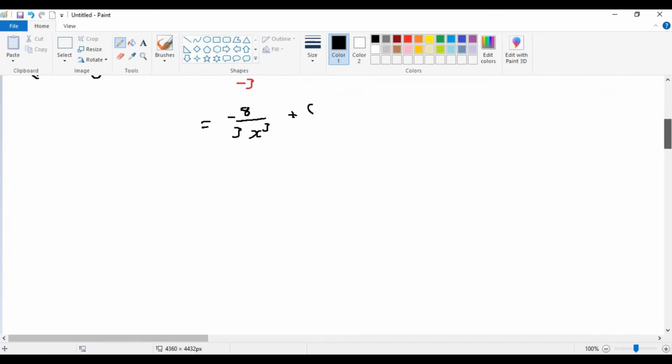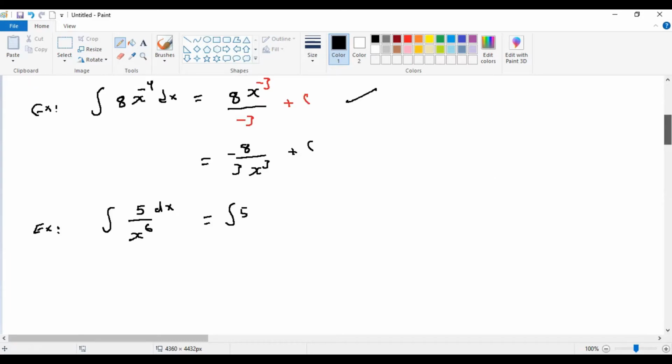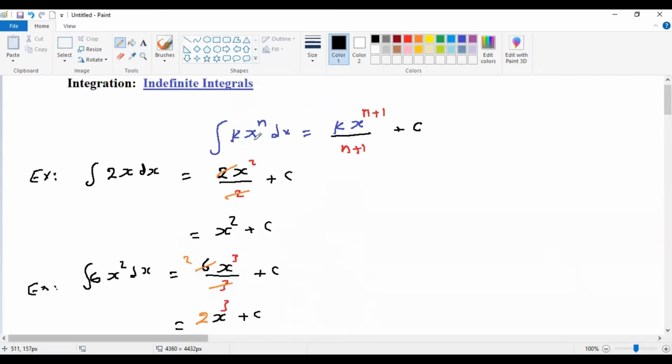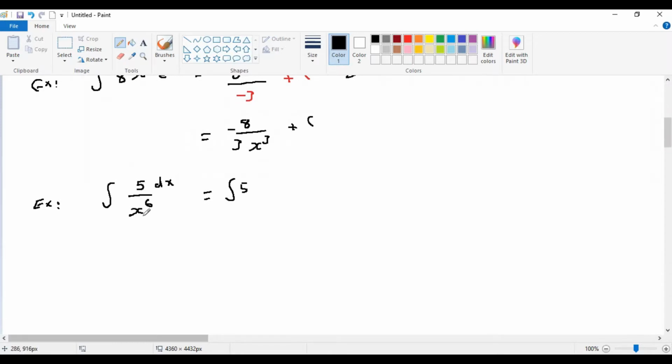Okay, now another example. The integral of, let us say, 5 dx over x to the power 6. Now the integral of 5 is the k, which can be written out as we said. Now the rule is k x to the n, and here what I have is k over x to the power 6. So I write it as k times x to the power negative 6.